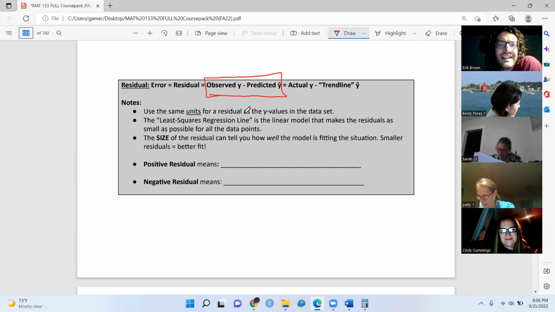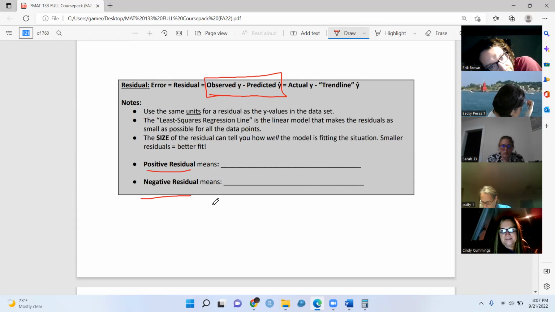The thing is, it doesn't particularly matter which way you subtract it, but it does change how you treat a positive and negative residual. So yes, that's good. A positive residual would be an underestimate, and a negative residual would be an overestimate. So it switches how you say that.